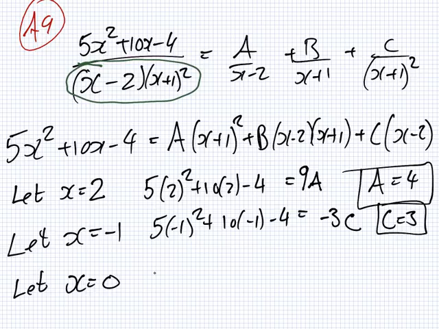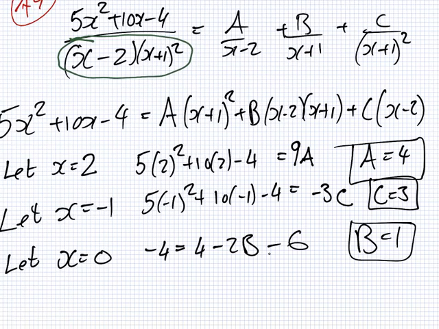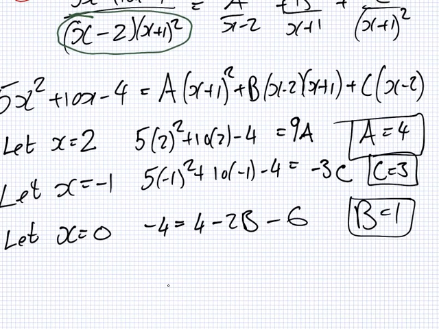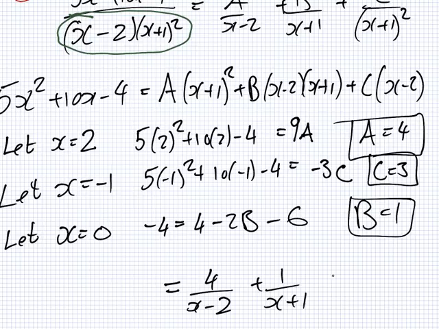So then this gives us minus 4 equals 1a minus 2b minus 2c. So 6 minus 4 is 2, minus 4 is minus 2, divided by minus 2 is 1. So b is 1. So my answer is 4 over x minus 2 plus 1 over x plus 1 plus 3 over x plus 1 squared.